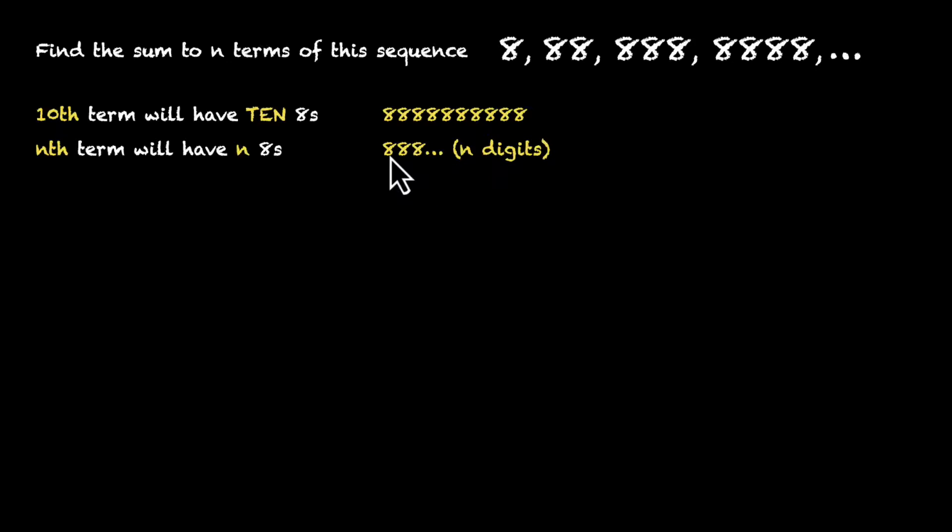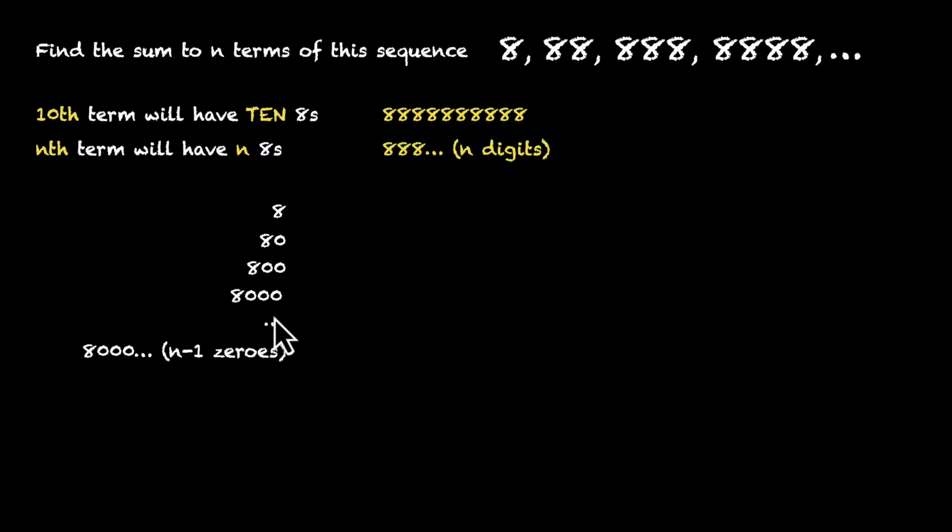Now it's of no use to write this down in this form, 888 dot dot dot. Let's split this using the place values. That's going to be 8 plus 80 plus 800 plus 8000 and so on, up to 8000 with n minus 1 zeros. This is going to be our last 8. You can see that 80 has 1 zero, 800 has 2 zeros, this fourth term has 3 zeros, so the nth term will have n minus 1 zeros.